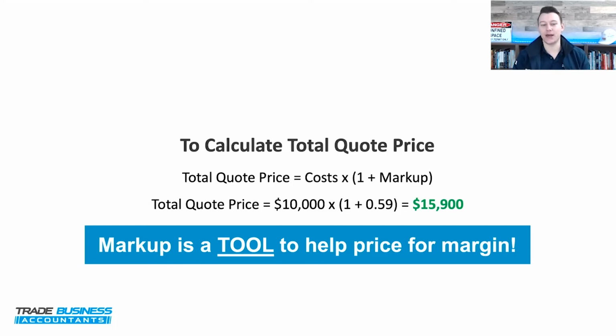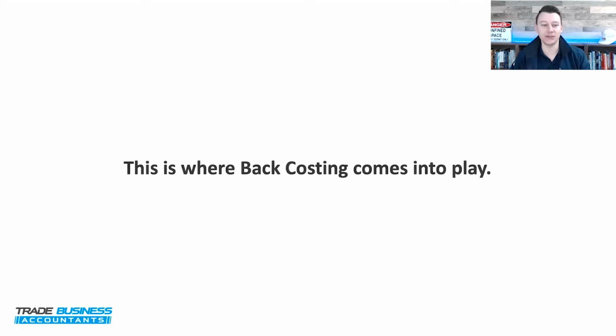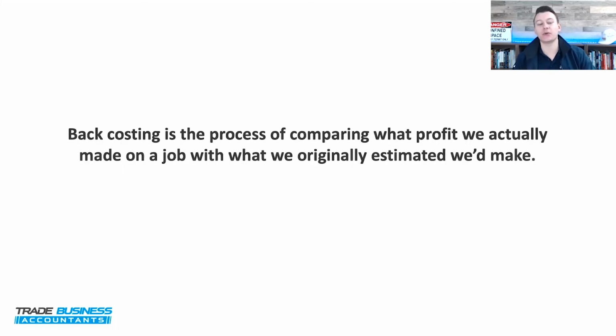And once you've established that, so you understand the difference between markup and margin, and you're pricing now based off gross profit margin targets, and you know what markup you need to use to hit those targets, now you want to know if you're actually making that profit on your jobs. And this is where back costing comes into play. Back costing is the process of comparing what profit we actually made on a job or a project with what we originally estimated that we'd make.